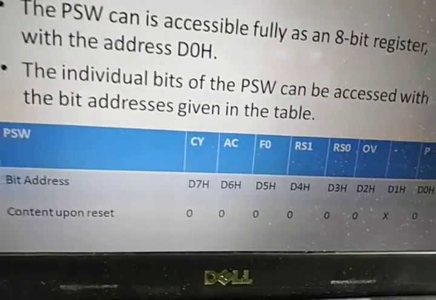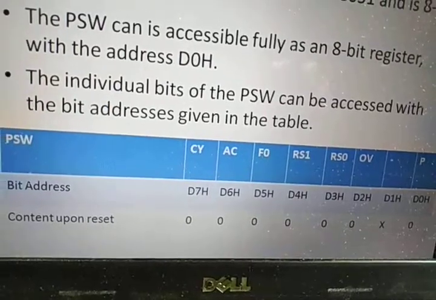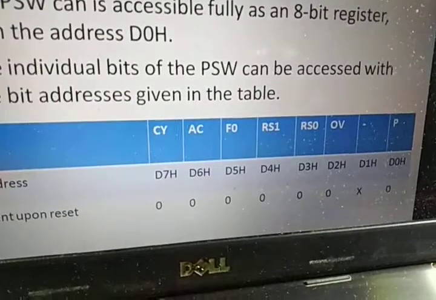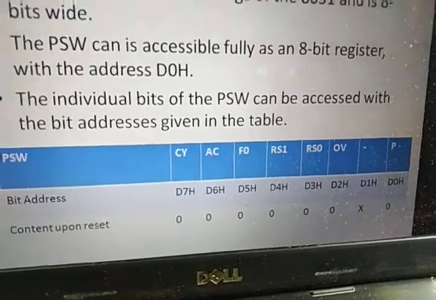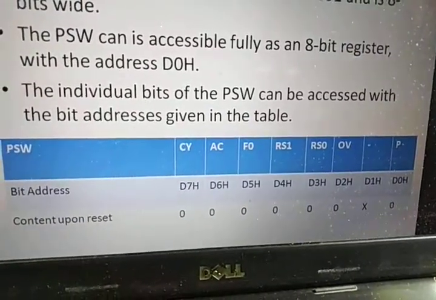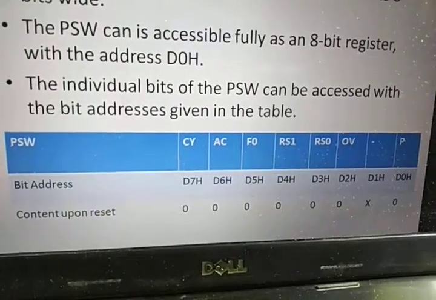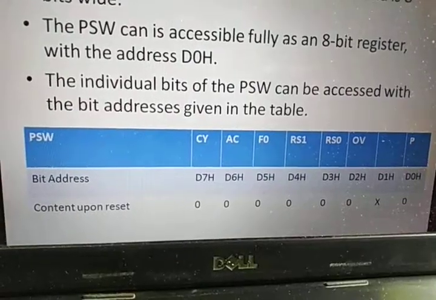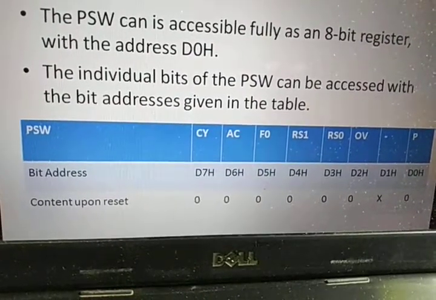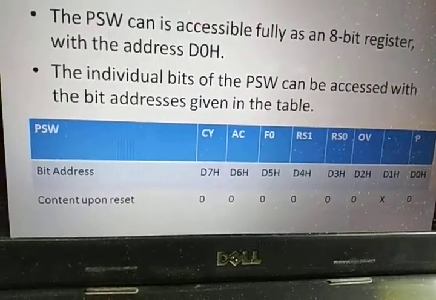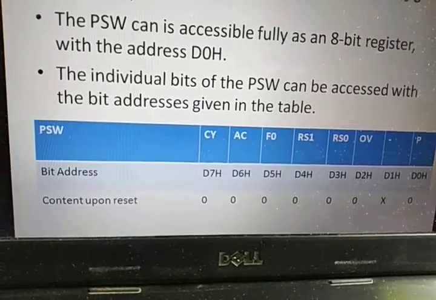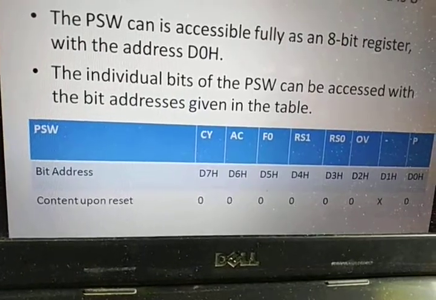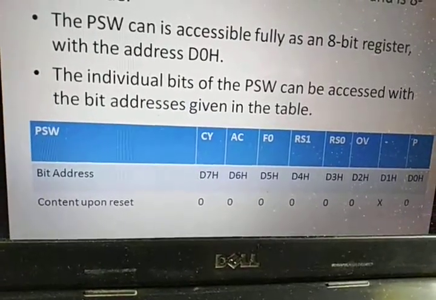The bit addresses are given as D0H, D1H, D2H and so on, D7H. And coming to these flags, the first flag D0H is known as parity flag. It gives whether the result of ALU operation is having even parity or odd parity, and D1 is not used. D2H is known as overflow flag, and when an overflow occurs it will be set to 1. And RS1, RS0, these two are known as register selection.